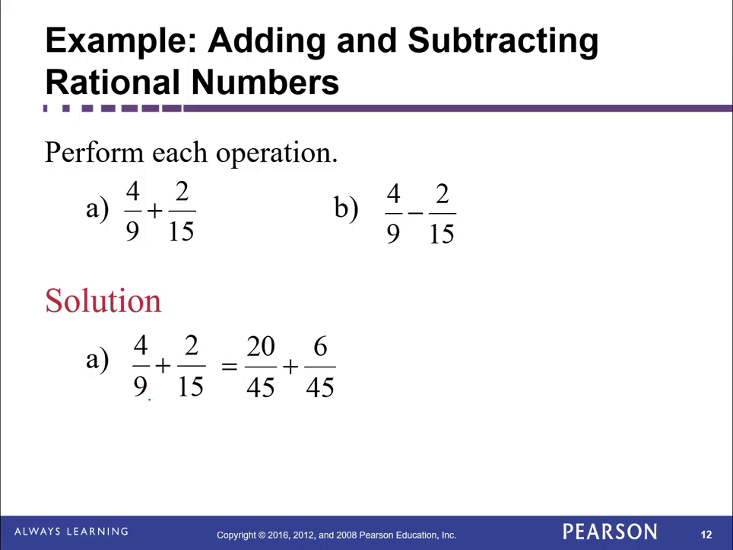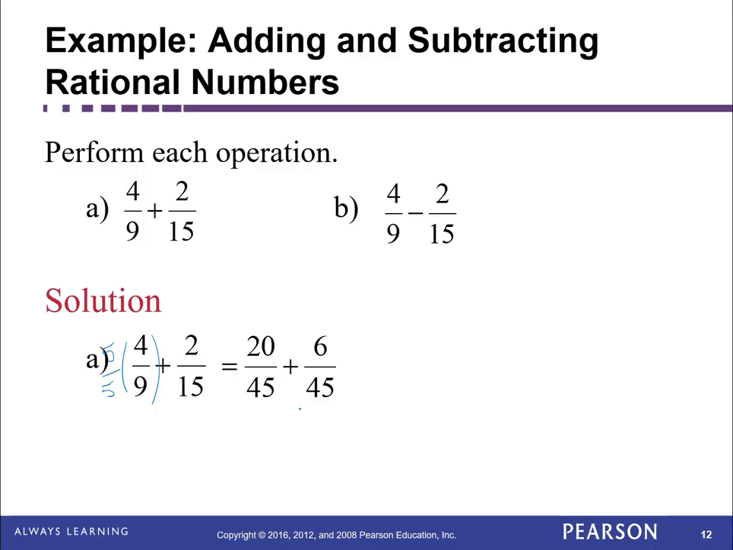Now the reason we use 45 is both 9 and 15 will multiply to be 45 by some other number. What number does it take to get 9 to be 45? Well, that takes the number 5. So essentially what I'm doing is multiplying this first fraction by 5 over 5. 5 times 9 is 45. 5 times 4 is 20. That's where this 20 on the top came from.